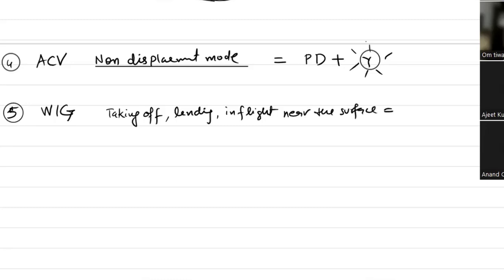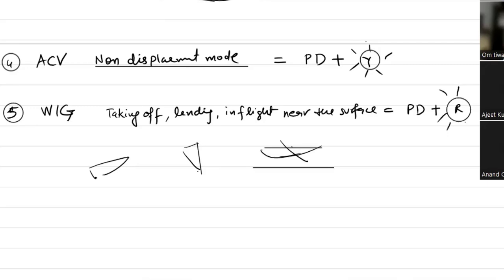So wing in ground has three categories: when it is taking off, when it is landing, and when it is flying near the surface. This aeroplane is flying near the surface. So it is nothing but a powered vessel plus what else? Sir, a high intensity all round red flashing light. Correct.